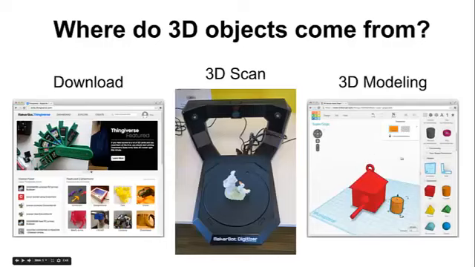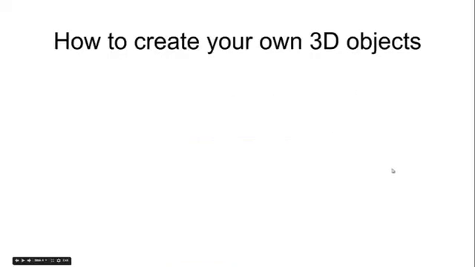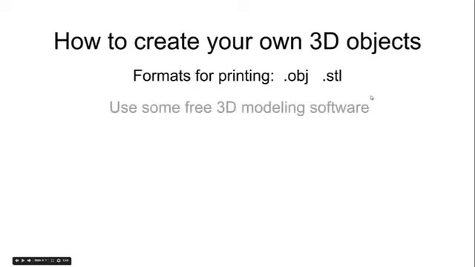And the third and my favorite way of creating 3D content is 3D modeling. In other words, creating it directly in the computer. So let's look at how to create your own 3D objects. Well, regardless of what kind of program you use to do it, what you need to create is an object of the file type .obj or .stl. So these are the file formats that you want to get. So whatever program you're using, our 3D printing system will use a .obj or a .stl.